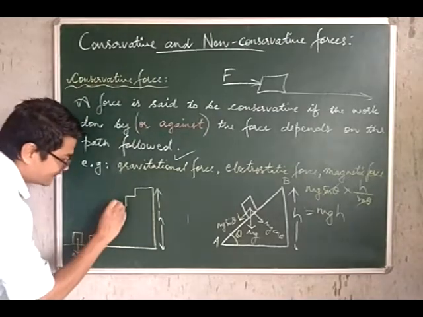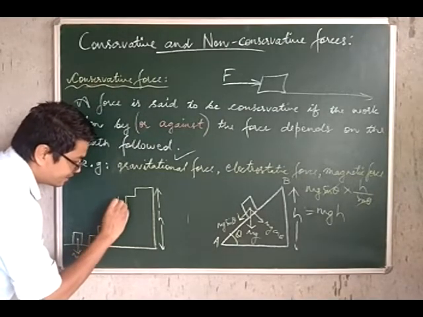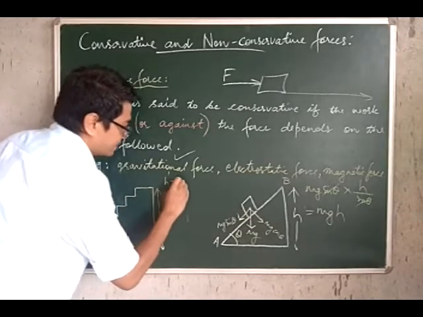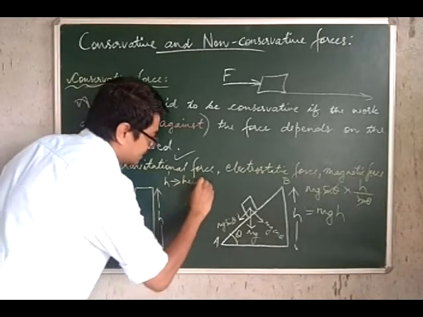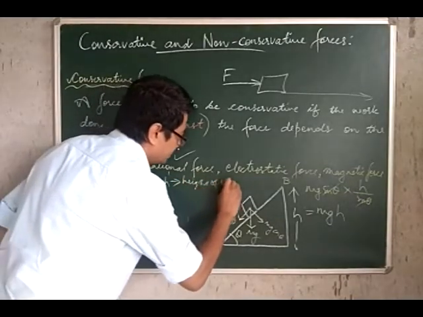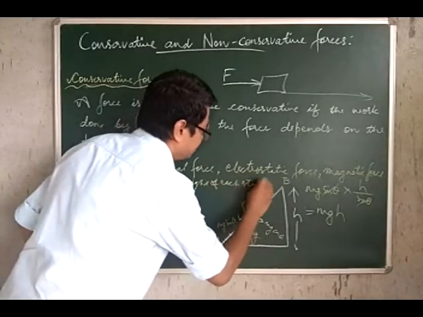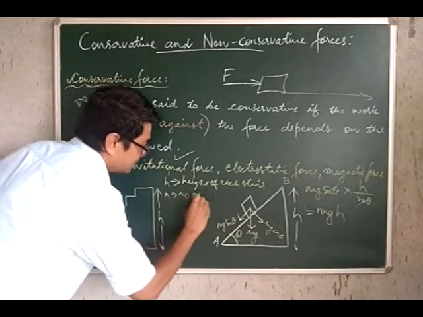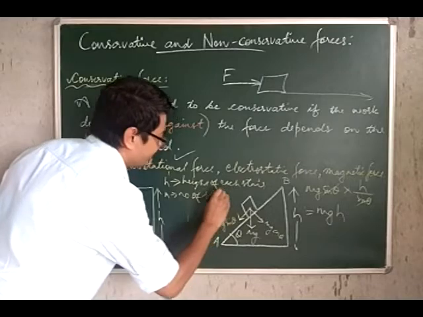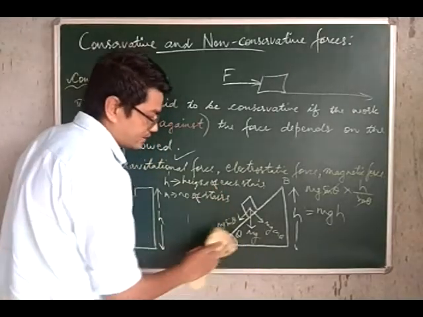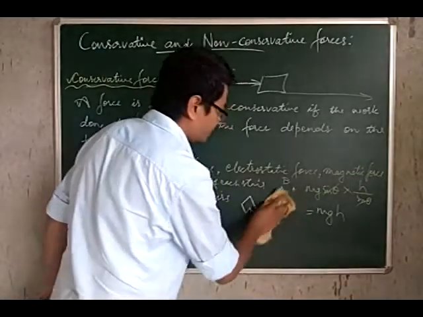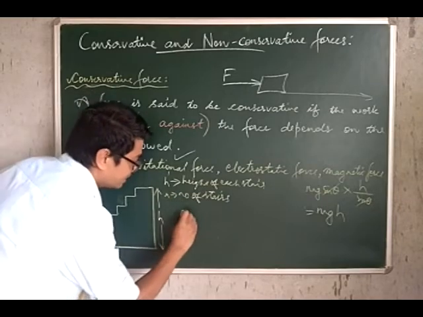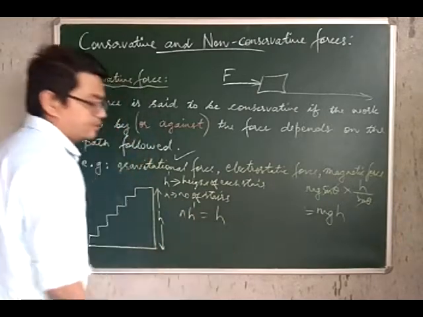Now, let us assume that the height of each stair is h dash. H dash is the height of each stair over here. And n is the number of stairs. I hope you've understood. So therefore what can we write? We can write n into h dash is small h.